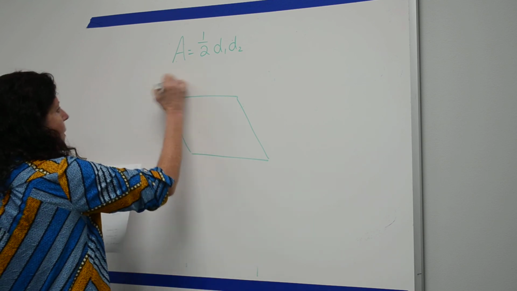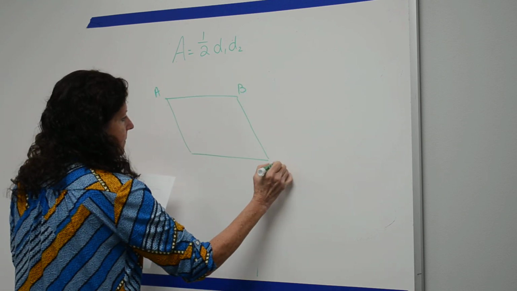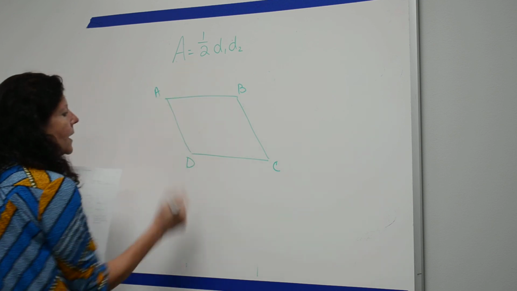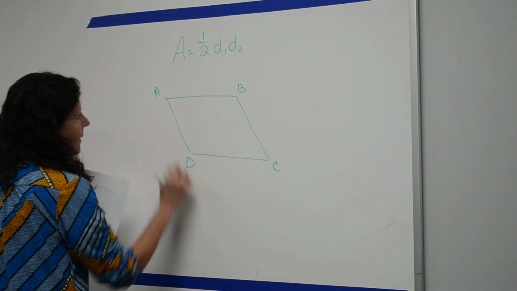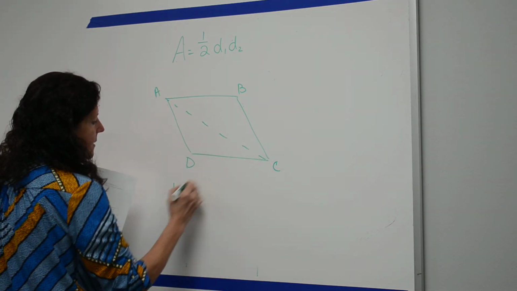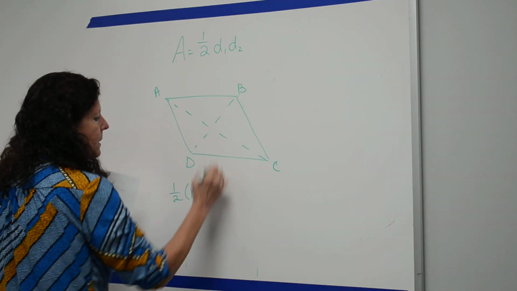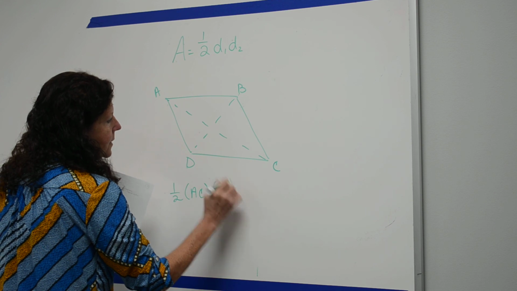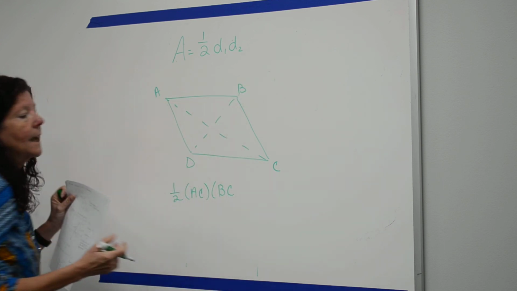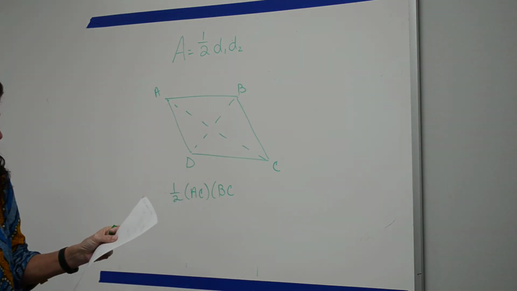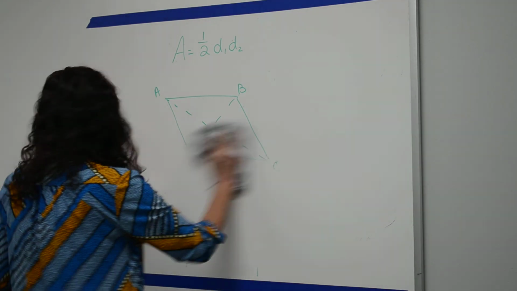So if I have this rhombus, and I apply that formula, it's 1/2 CD, or AC, sorry, times BD. This diagonal times that diagonal, and you're going to take half of it. So let's go ahead and put it on a coordinate plane.